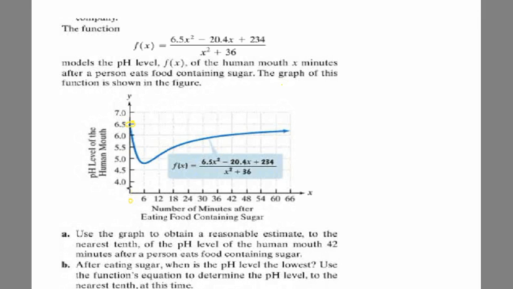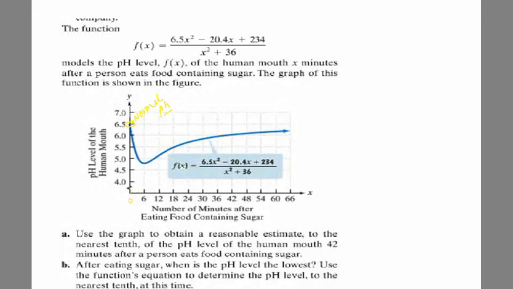Then it says you're going to eat some food containing sugar. So after 6 minutes, you've eaten some food containing sugar. What happens to the pH level? The sugar causes the pH level in the mouth to drop. After about 6 minutes, it gets to its lowest. Then the mouth begins to recover and works on getting back to its normal state. So we're going to consider this the normal pH. So it dips low and then it starts to recover.